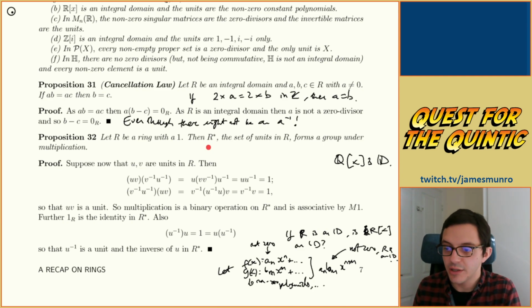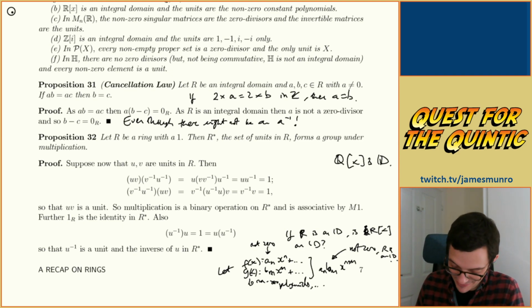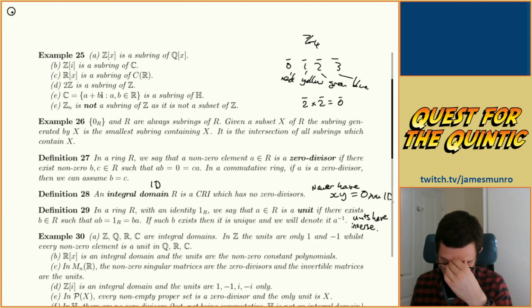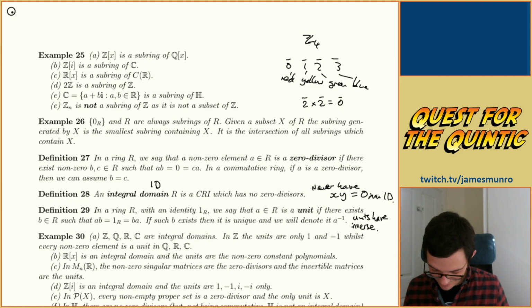R star is the set of units in R. That's a group that's just well behaved. Units are nice. They have inverses. So units have inverses. What's my short phrase? Units have inverses. Good, okay. I should maybe collect these together.